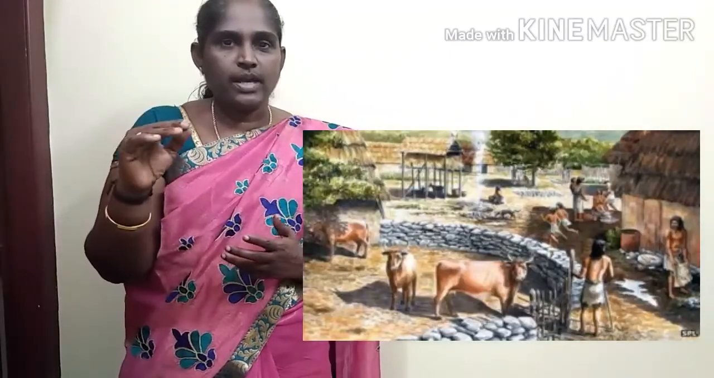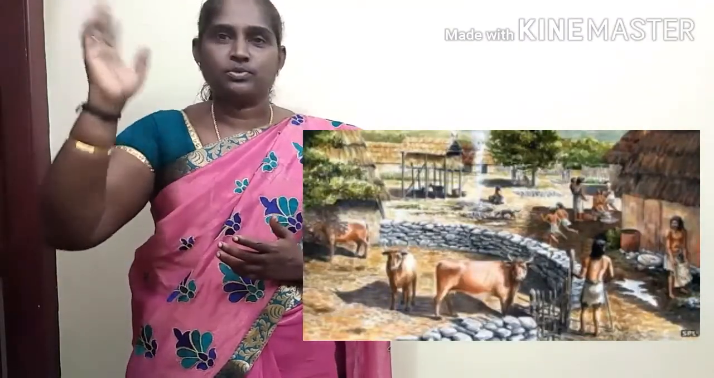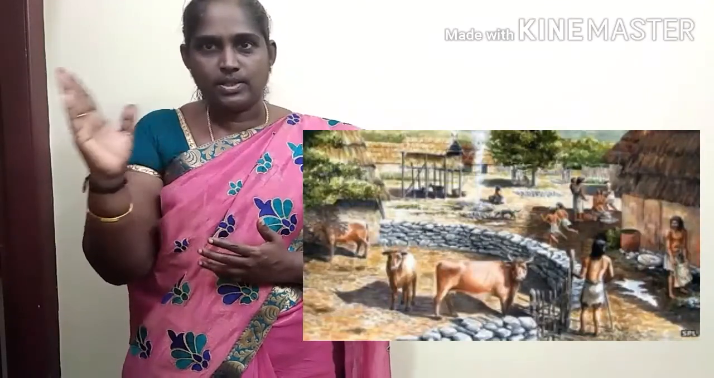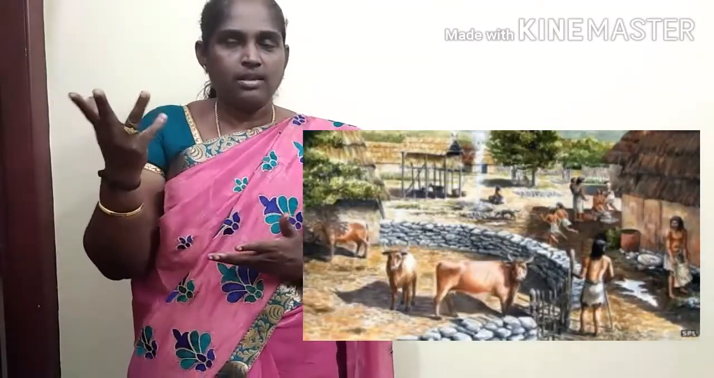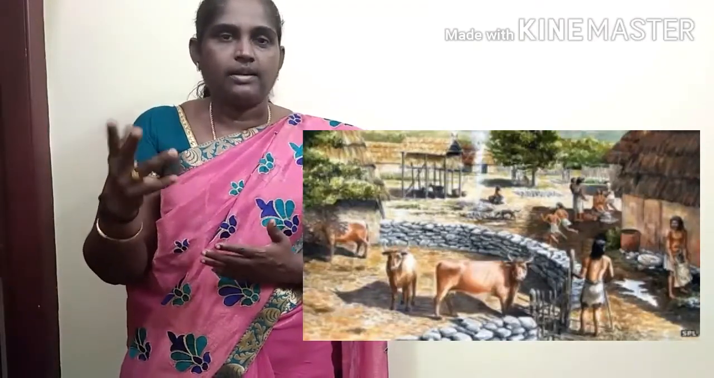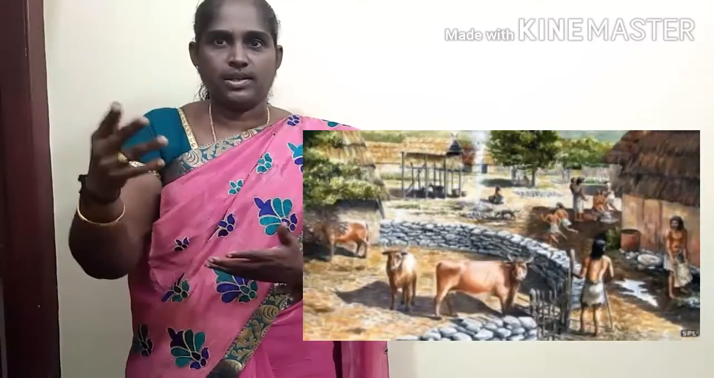The houses were made with a thatched roof, and their walls were plastered with clay. They were using clay and plastered their walls.